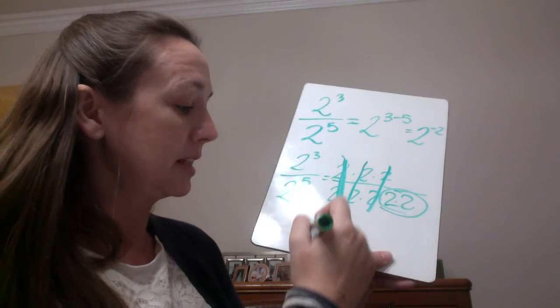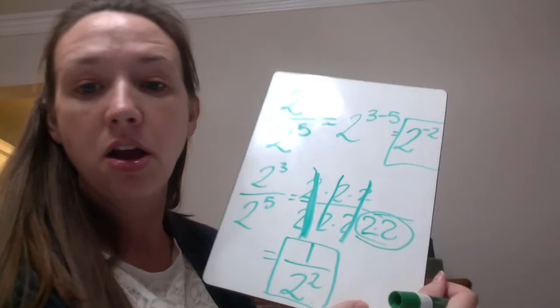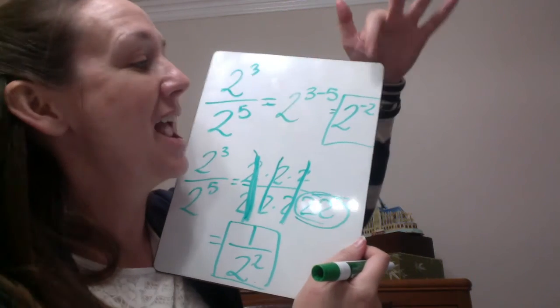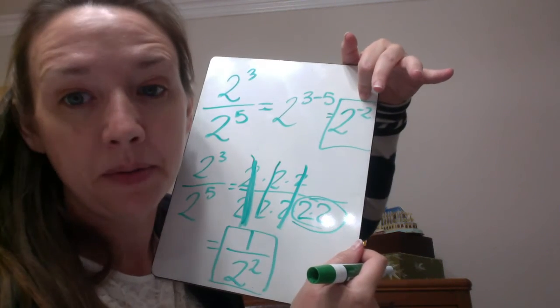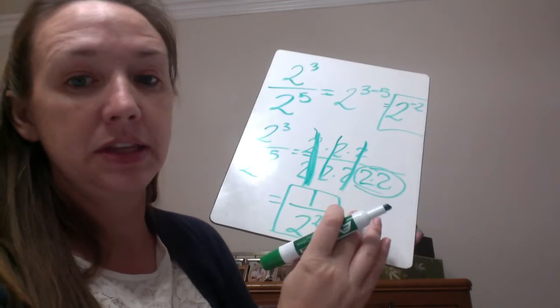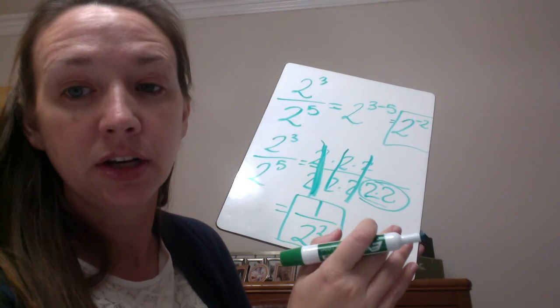So this means that this thing here and this thing here are equal to each other. They mean the same thing. A negative exponent does not mean our number is negative. It means our number needs to get moved to the other side of the fraction bar. It means it's a fraction. Make it a fraction.